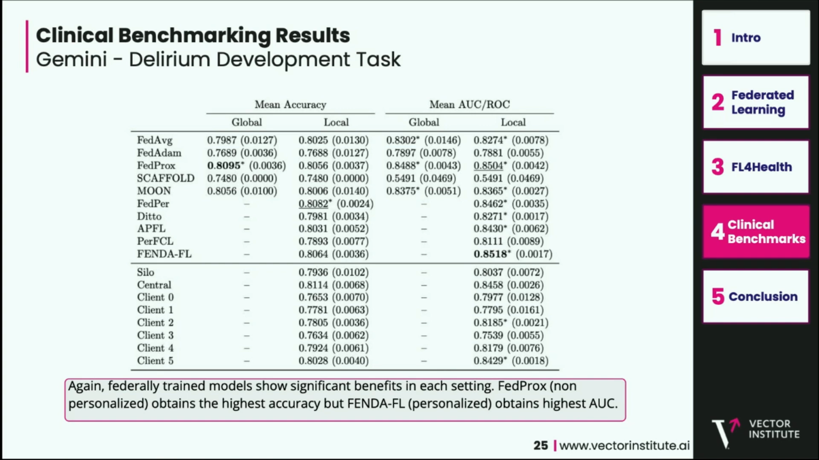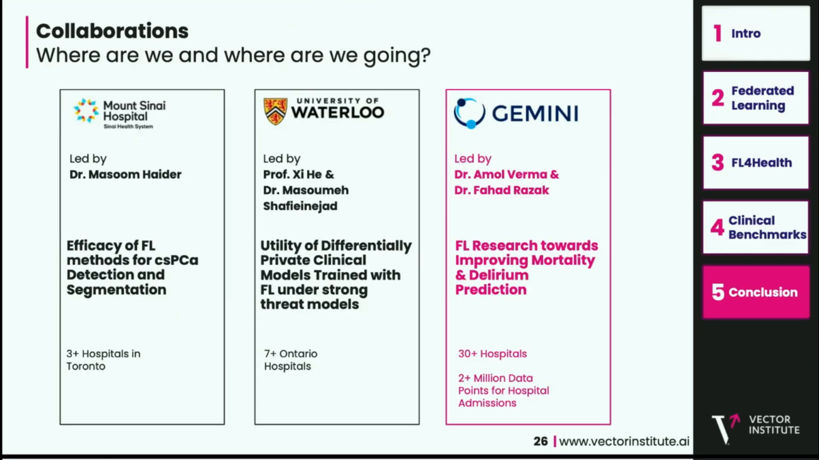In this case, we have FedProx, a non-personalized method, actually get the best results in terms of mean accuracy, but FendaFL gets the best results in terms of AUC, and this is often a metric we care about more. And yeah, it's a personalized federated learning method that outperforms all of our baselines. So that's kind of all of the content I have planned to go over today.